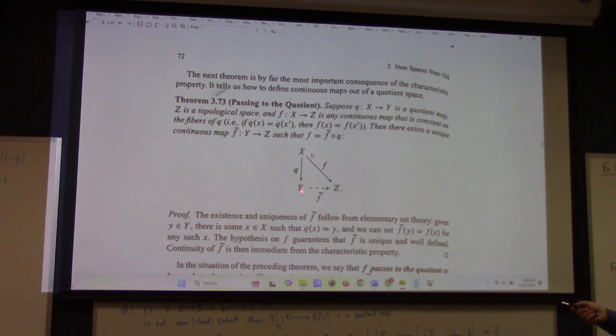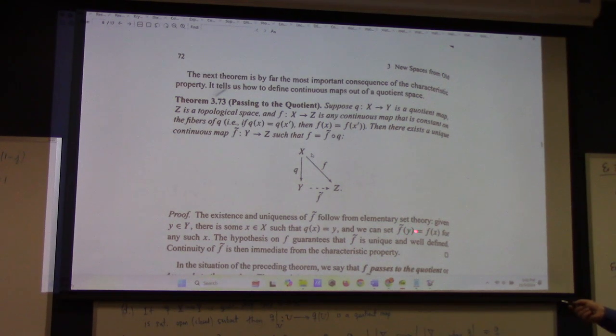Given y, there is some x such that q of x equals y, because it's a surjection, right? We can set f tilde of y equals f of x for any such x. Then the hypothesis on f guarantees that f tilde is unique, right?